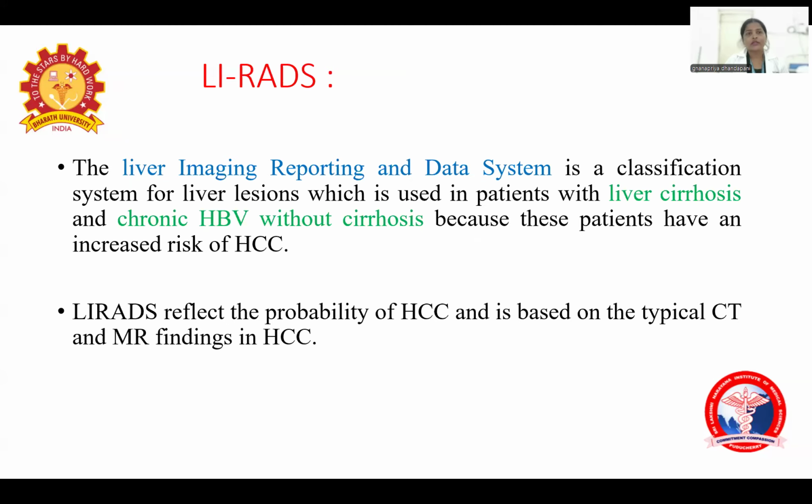So we have LIRADS, which is the Liver Imaging Reporting and Data System. It is a classification system for liver lesions, which is used in patients with liver cirrhosis and chronic HBV without cirrhosis, because these patients have an increased risk of HCC. This LIRADS will reflect the probability of HCC and is based on the typical CT and MR findings in HCC.